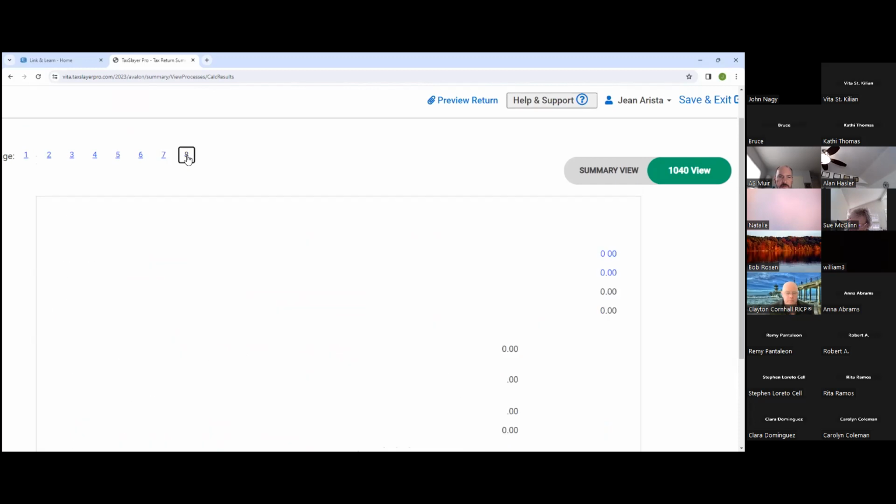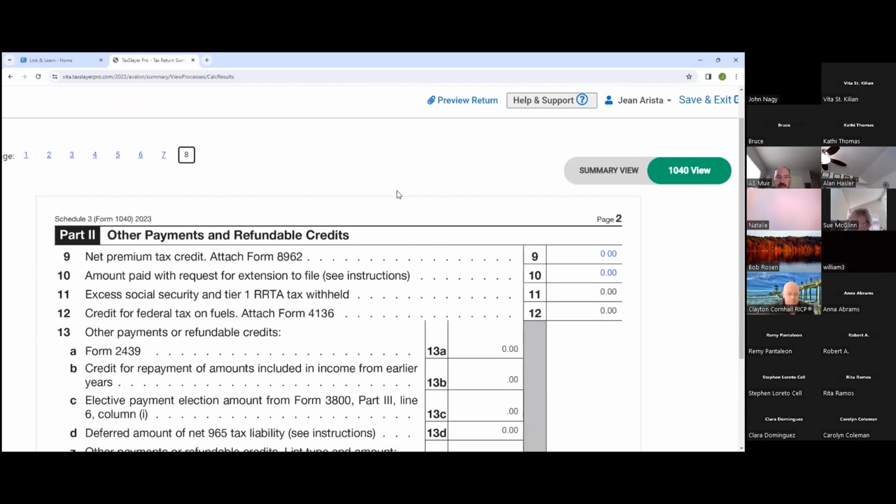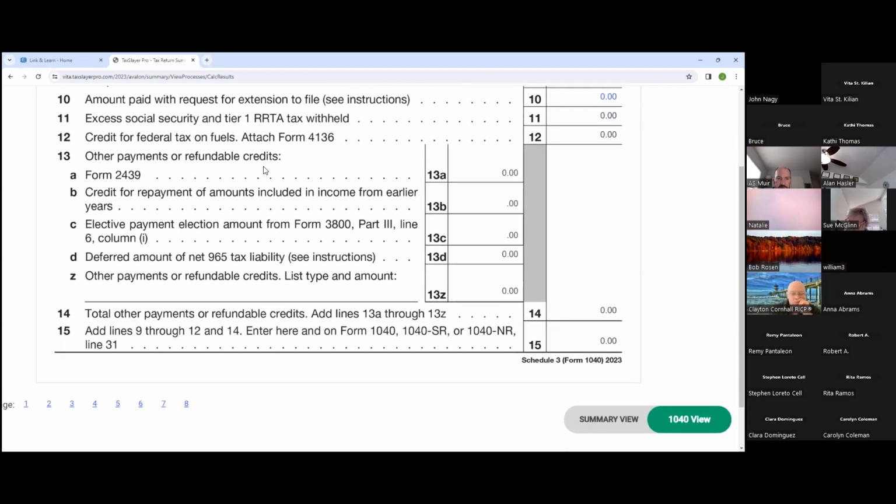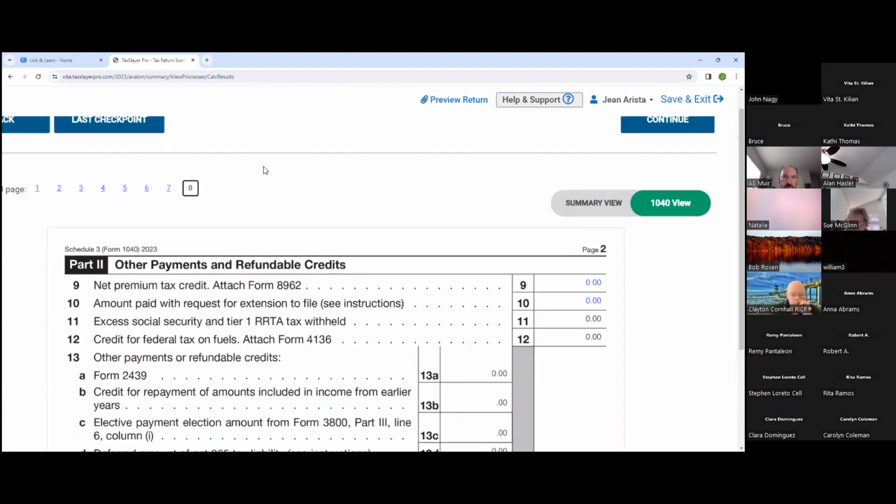And then we're going to go to page 2, and I want to point out line item number 9. This is a net premium tax credit. And what that means is when someone's in Covered California and they receive too little of a subsidy, then this will be generated based on the entries that you make in the software. And this is a good thing. So you may see that from time to time. And then the other items, you're probably not going to see that in the VITA program.